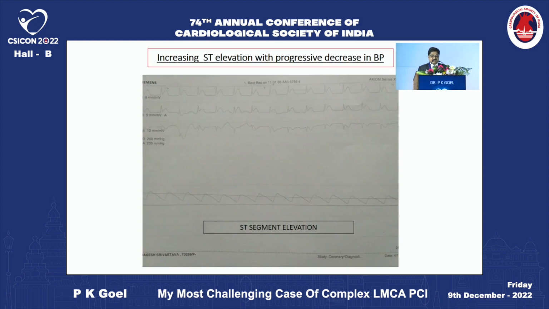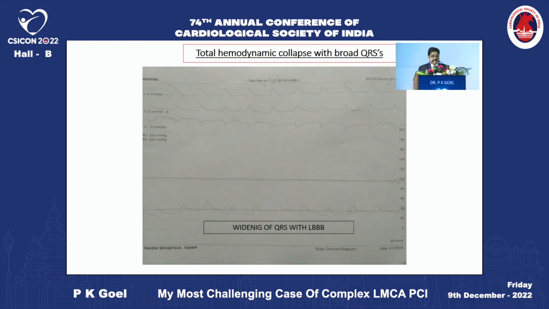Increasing ST elevation with progressive decrease in blood pressure, and there's ST segment elevation. And I showed you the final result. And then there's a total hemodynamic collapse with broad QRS and real broad QRS, and pressure is going down to 40.